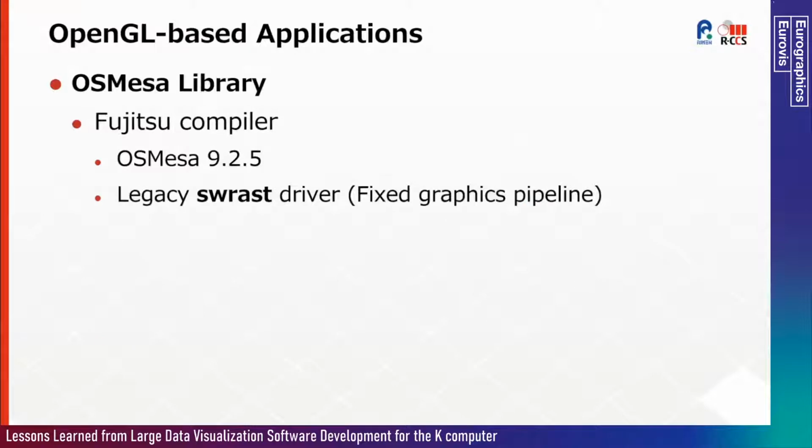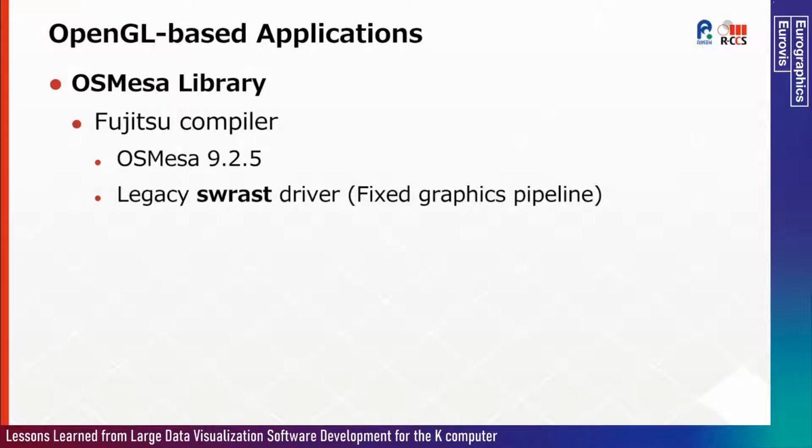And for OpenGL-based applications, it is important to make clear that the Fujitsu compiler was only capable of building the legacy SWRAST driver, which provides only the fixed graphics pipeline capability.